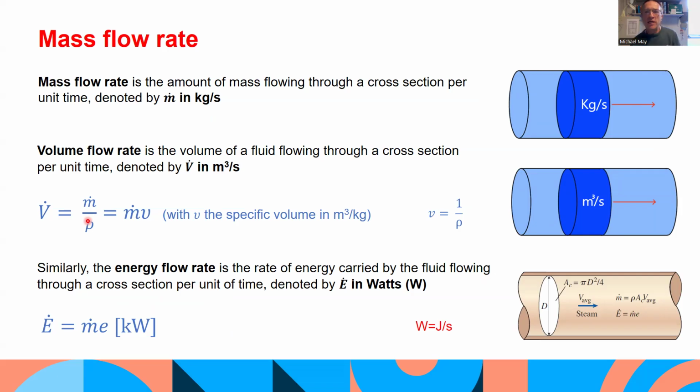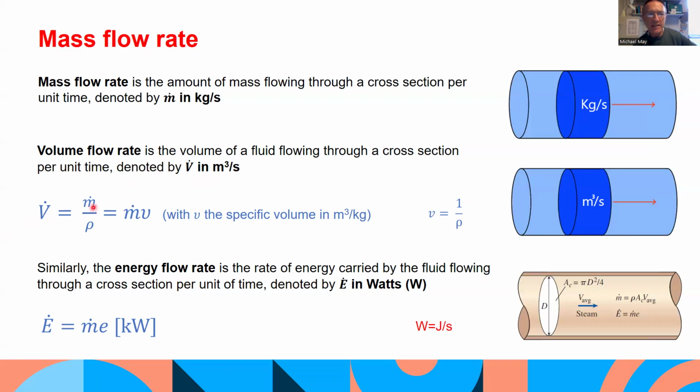So if you can imagine 10 kilograms of water flowing through a pipe and flowing past a particular point in the pipe every second, then it would have a mass flow rate of 10 kilograms per second. Volume flow rate is the volume of a fluid flowing through a cross-section area per unit time, denoted by capital V dot in meters cubed per second. So now we can imagine 10 meters cubed of water passing through a particular point in a pipeline every second. That would have a volumetric flow rate of 10 meters cubed per second.